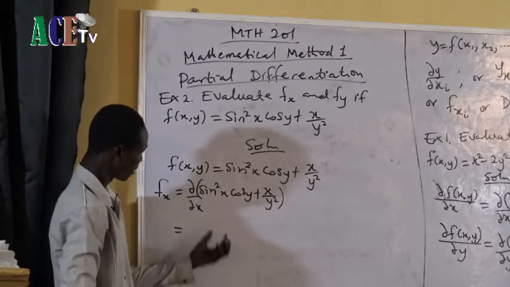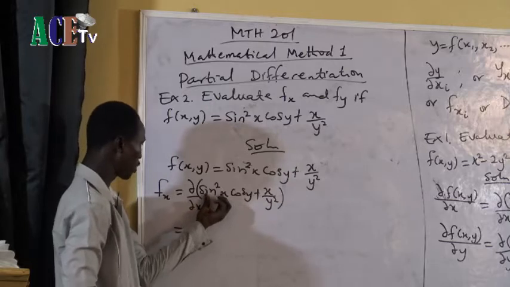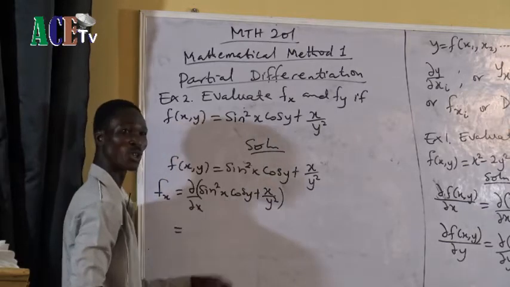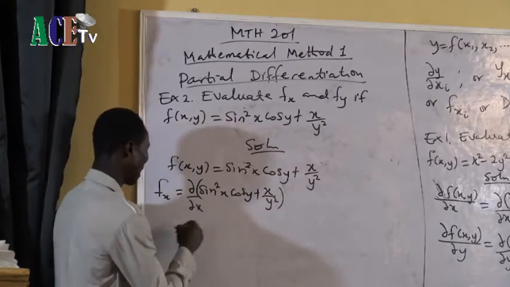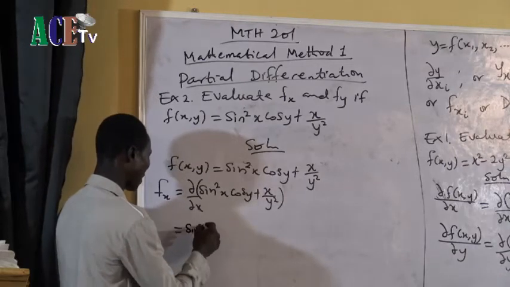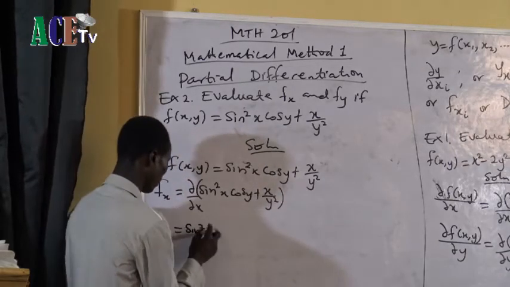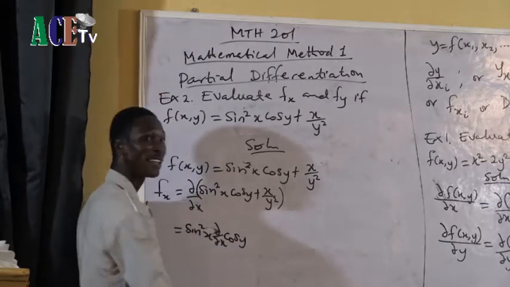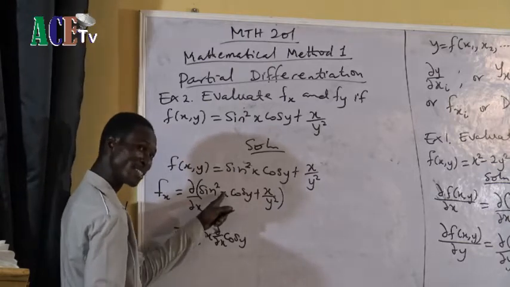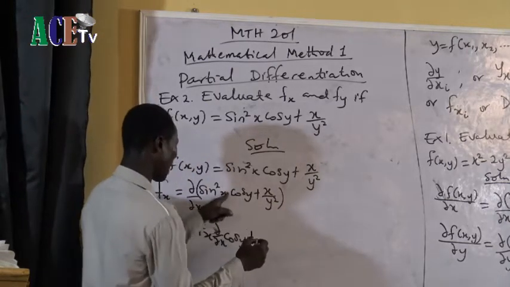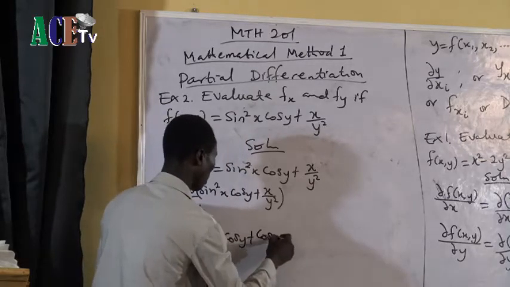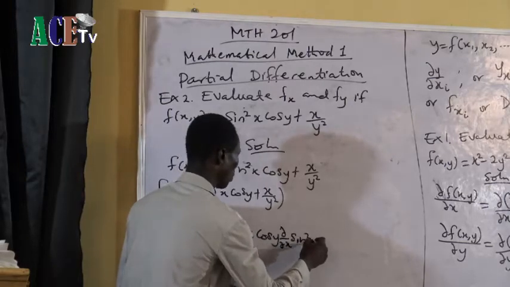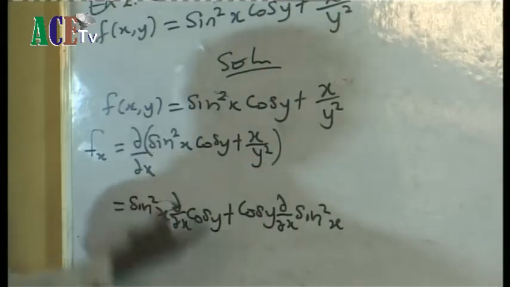Don't forget, in product rule, I will differentiate one, keep one constant. Differentiate one, keep one constant. Now, let me keep this one constant. It's the same thing as sine square x, the derivative with respect to x of cos y in this place. Then plus, I want to differentiate this one now: cos y, the derivative with respect to x of sine square x, that is for this one only.